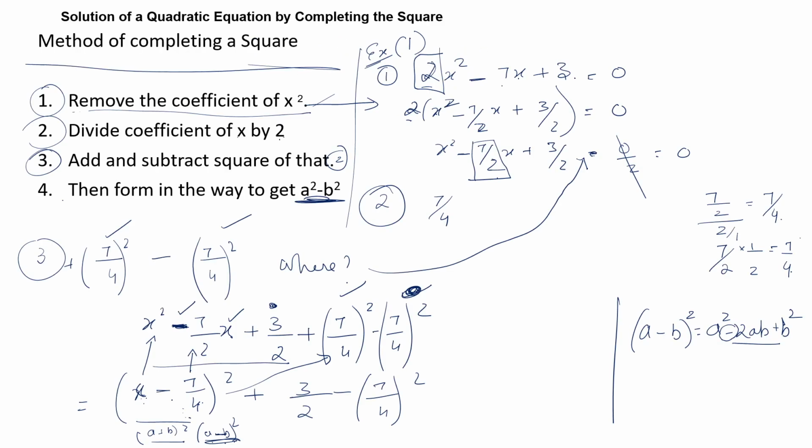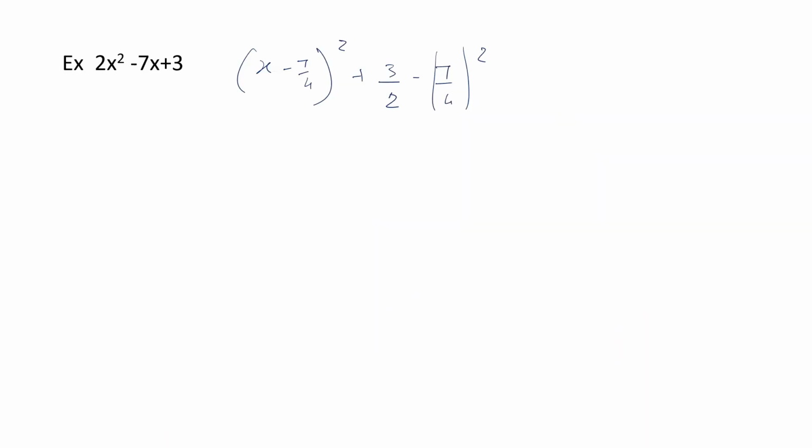You have to copy here x minus 7 by 4 whole square, I guess, plus 3 by 2 minus 7 by 4 whole square. Is this right? Yes. Okay, so this is the thing you got, equal to 0. Keep it as such, x minus 7 by 4 whole square plus 3 by 2 minus, expand now, 49 by 16 equal to 0.